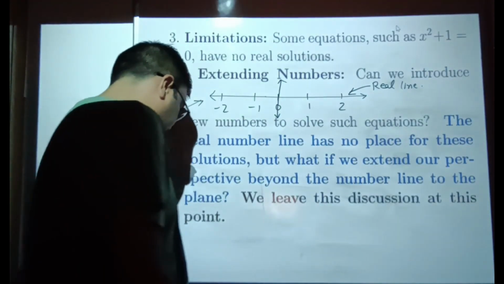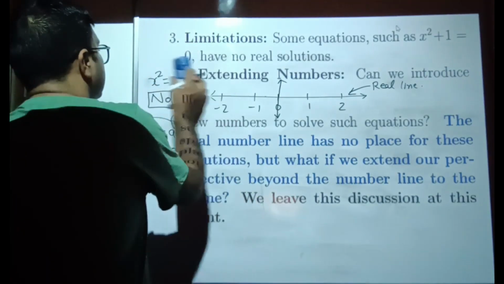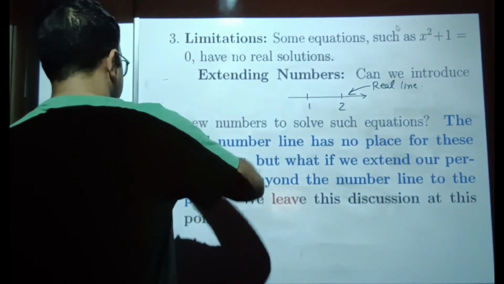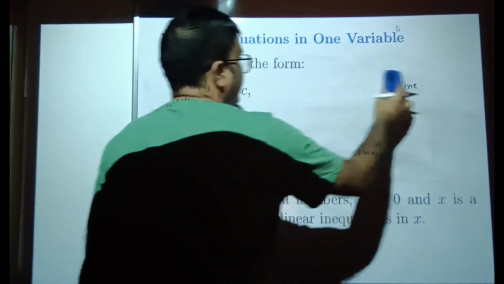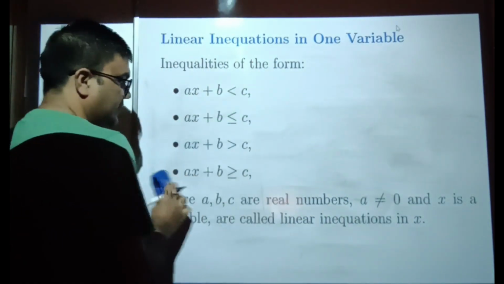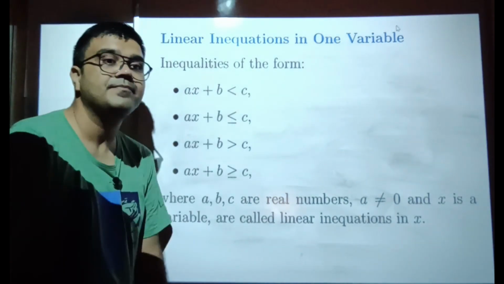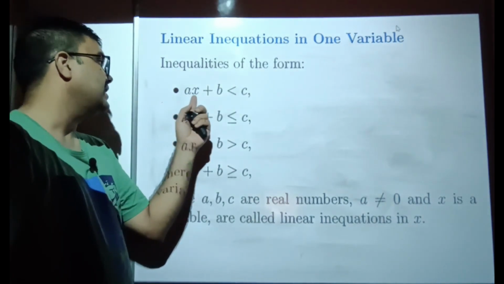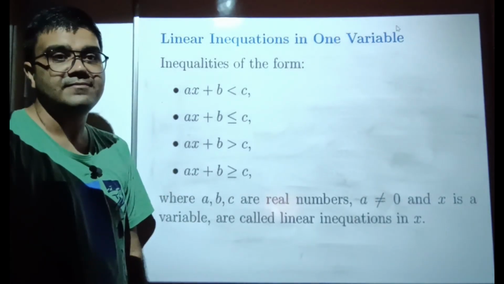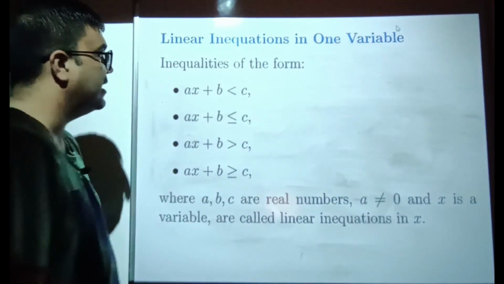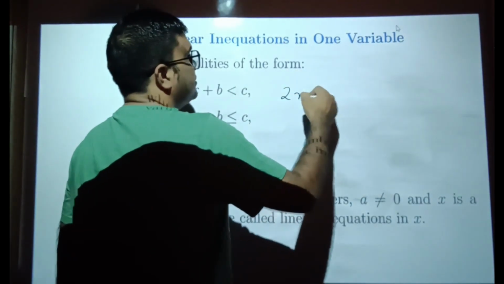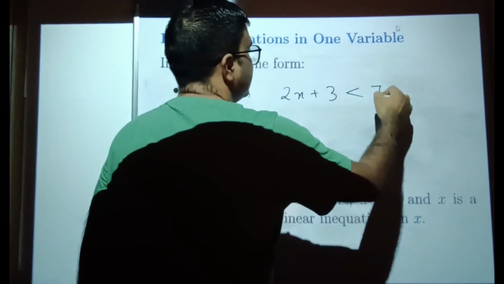Next we have linear inequalities. We are going to talk about linear inequalities in one variable. Very basic idea related to inequality. If we have ax + b < c, these are the forms we have. We are talking about the inequality 2x + 3 < 7.